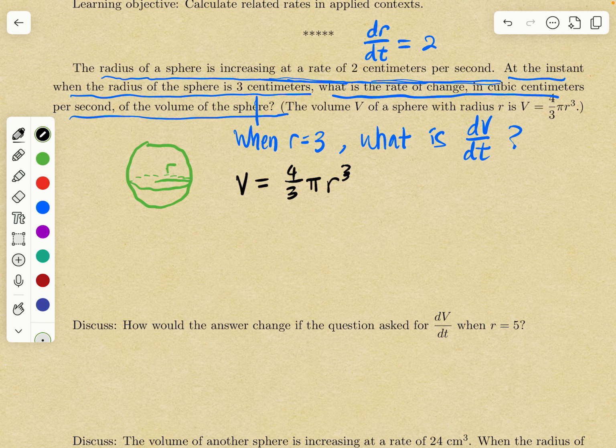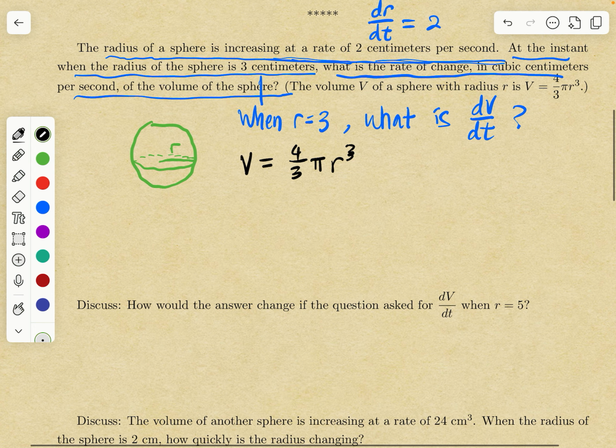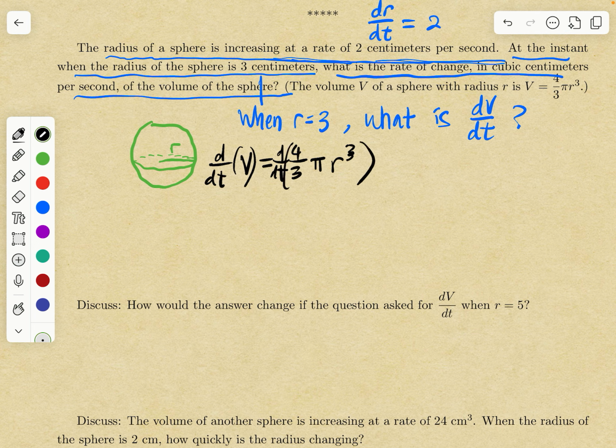So what can we do? If you look at the formula, there's no derivatives in it, right? So what can you do to get dV/dt to show up and get dr/dt to show up? You can take the derivative of each side. So we're going to take the derivative of both sides. We're going to do d/dt of the left, V, and then d/dt of the right. Well, the derivative of V is just dV/dt.